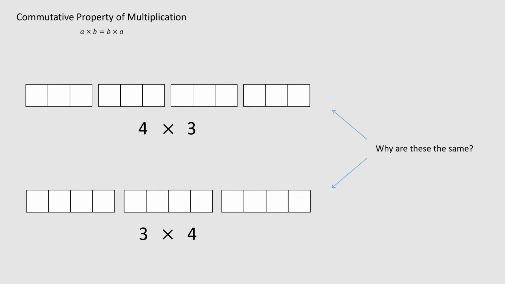But how do we know that switching the inputs doesn't change the result at all? Well, consider this grid that's 4 blocks wide and 3 blocks tall. You'll notice that it can be split up into 4 groups of 3, or 3 groups of 4. And this is true of any two numbers.